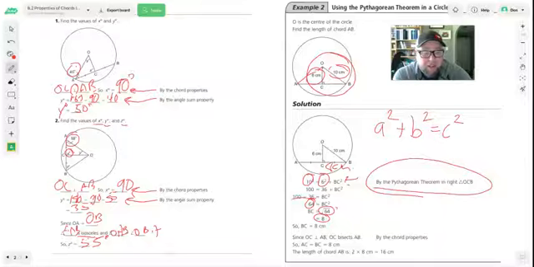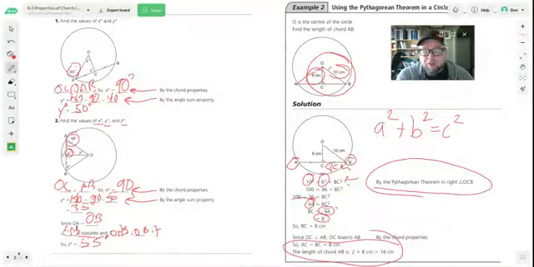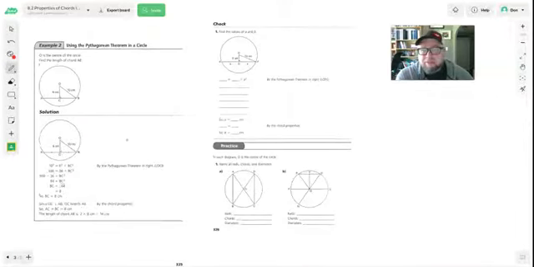Now, believe it or not, because this line is a chord, and that's half of it, we can get the full distance out of there just by using the chord properties, or just doubling it, times that by 2. All right, so that's how we would do that by using the Pythagorean theorem. What does that look like in practice?